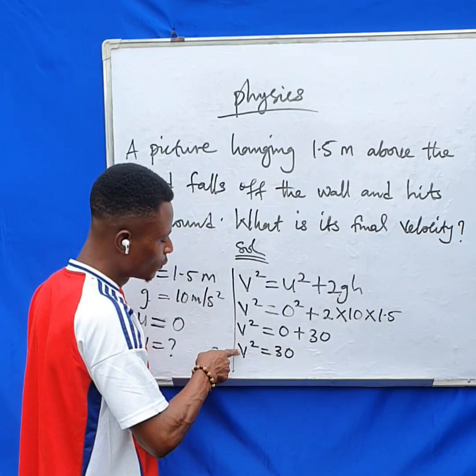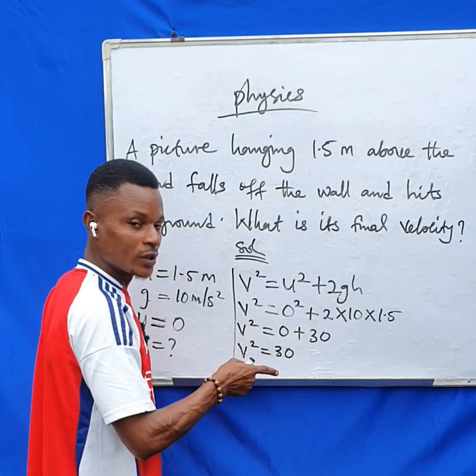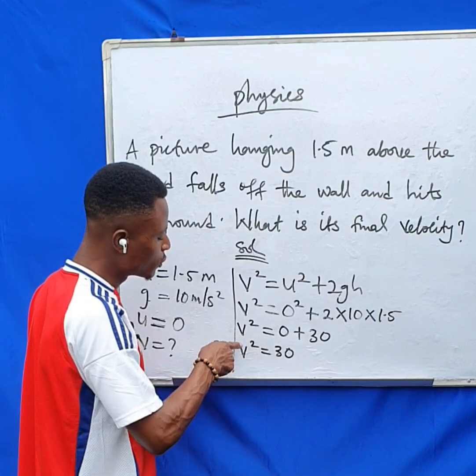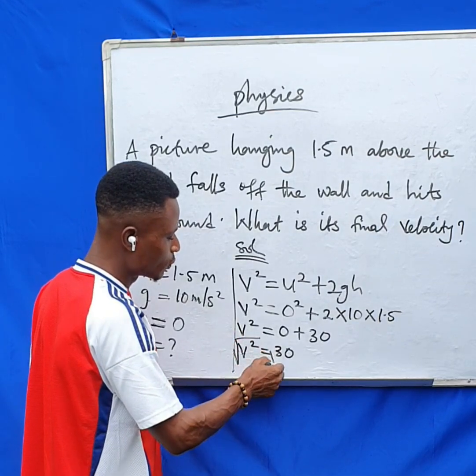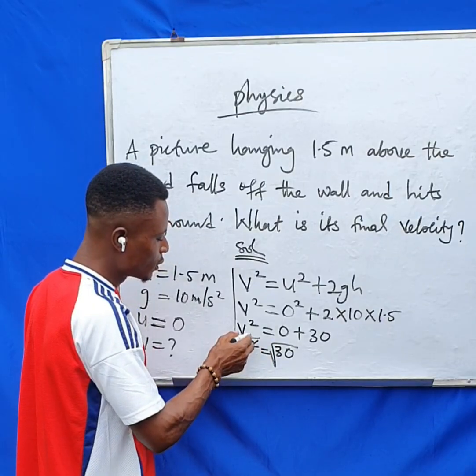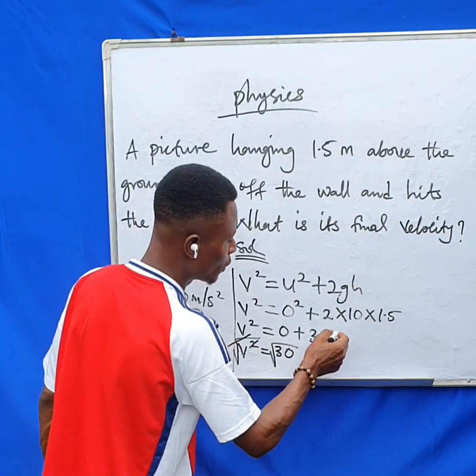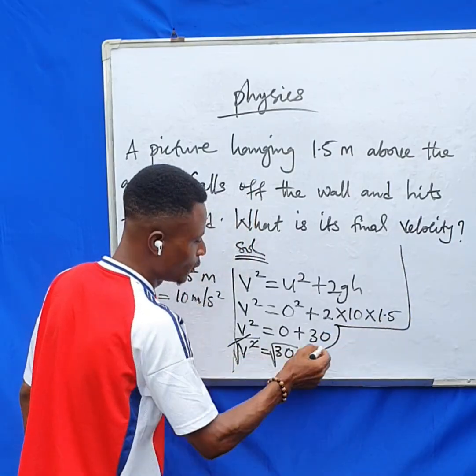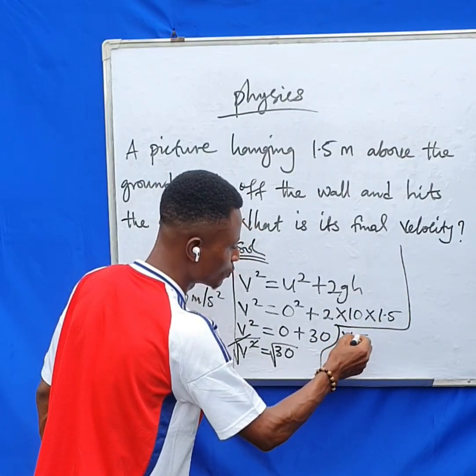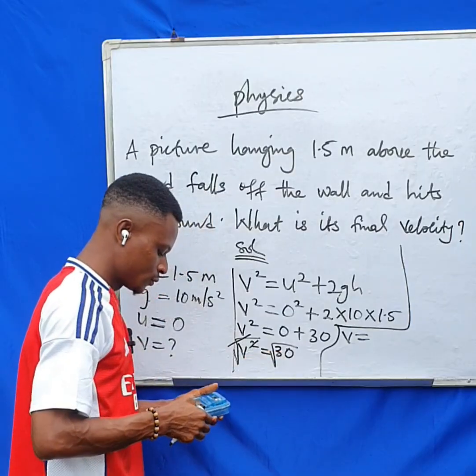Remember, we are looking for v, not v squared. So we have to take the square root of both sides to get rid of this power 2. Take the square root of this and also the square root of this. This power 2 and this square root sign will cancel, and we are going to be left with v equal to square root of 30.